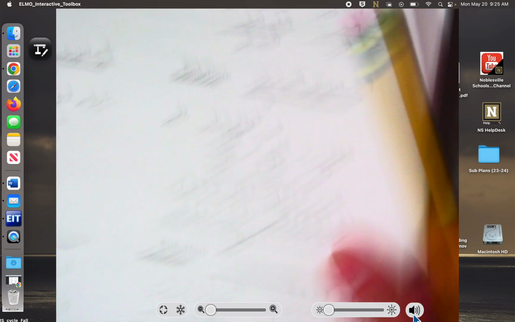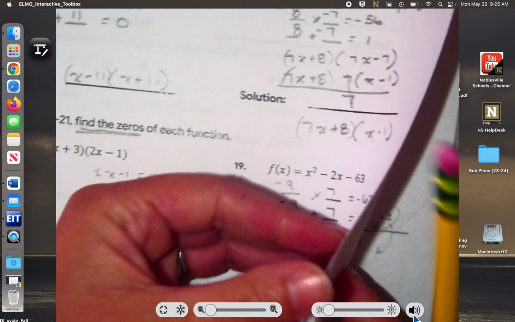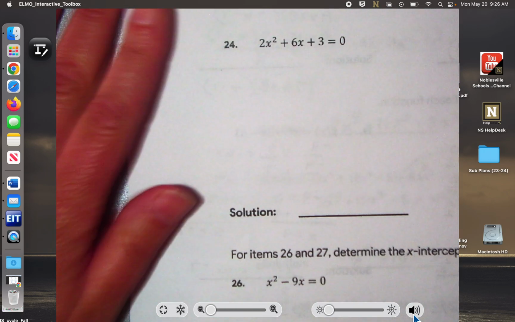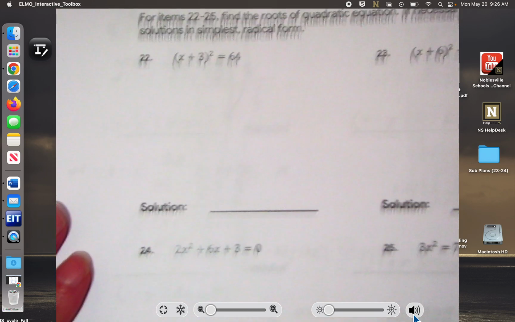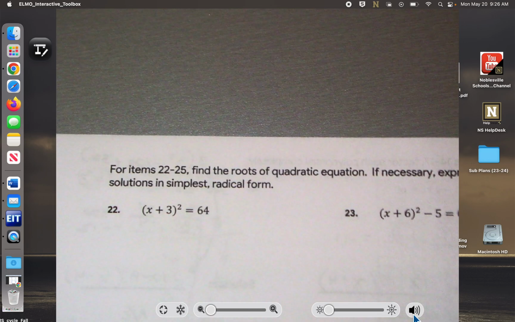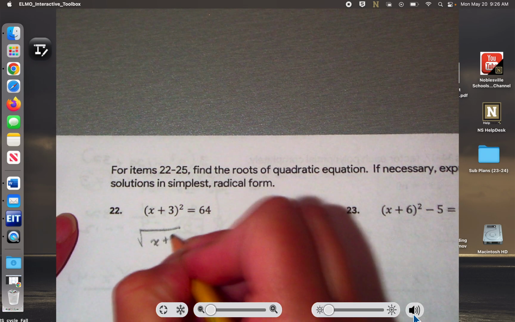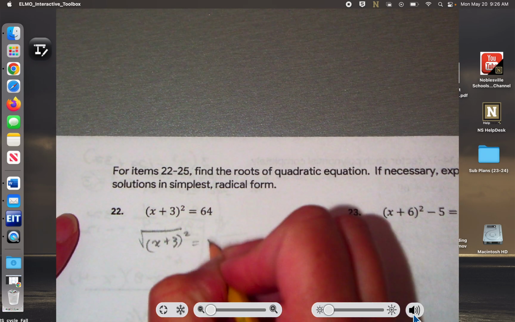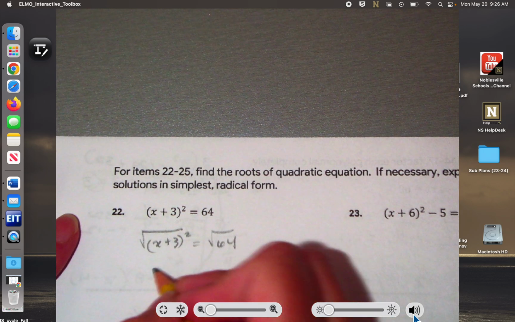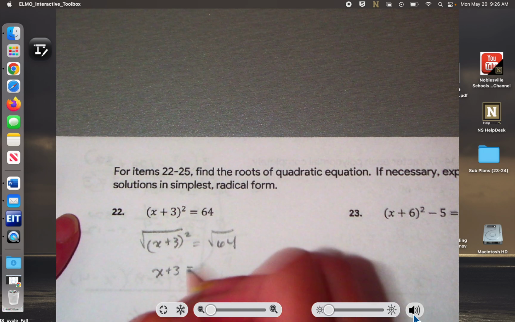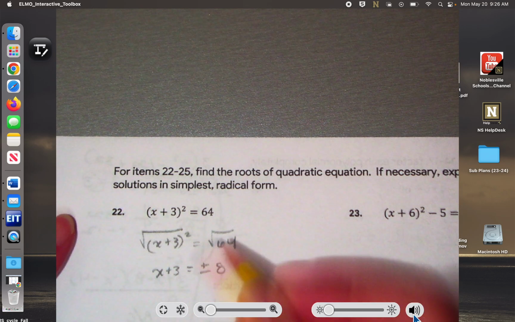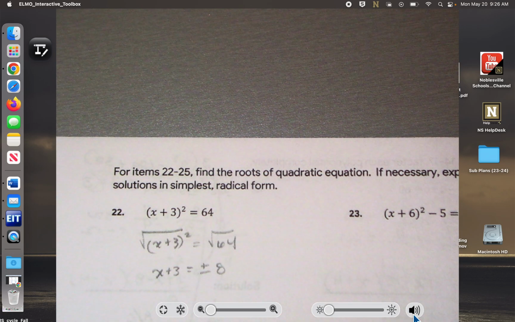Okay, moving right along to our next topic, which is finding the roots using the square root method. Okay, so this is where we would take the square root of x plus 3 squared and take the square root of 64. So we end up with x plus 3 equals plus or minus 8, because remember, you can multiply 8 times 8 and get 64.